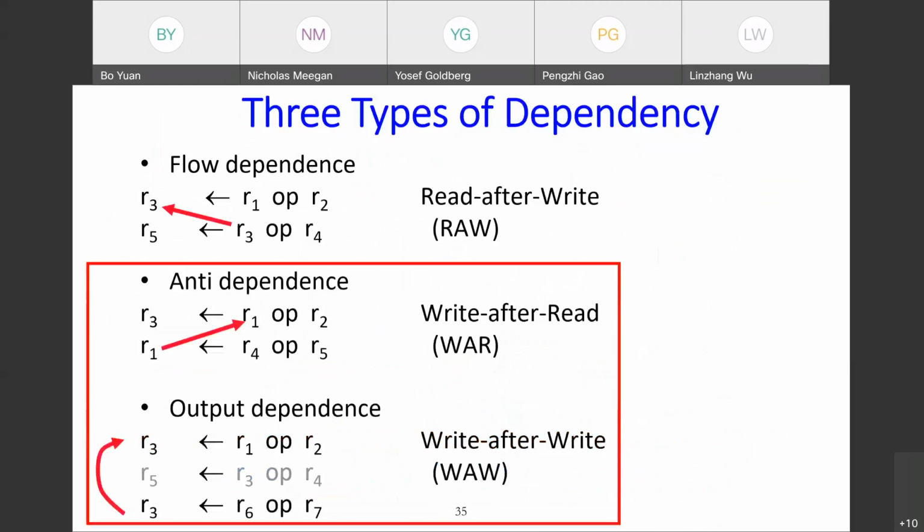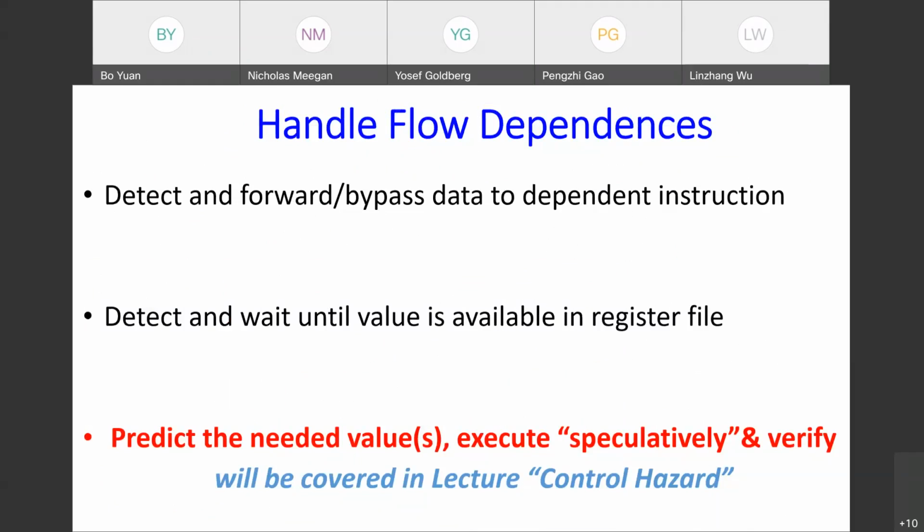Okay, and the last one for the dependency: another handling solution is that we can predict the needed values. Sometimes we can guess that. Those will be covered in lecture 9, during the control hazard. We will revisit it in the following lectures.